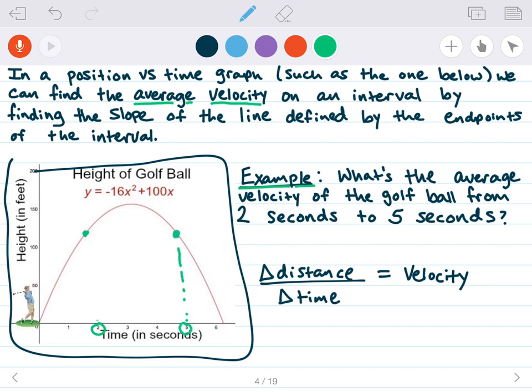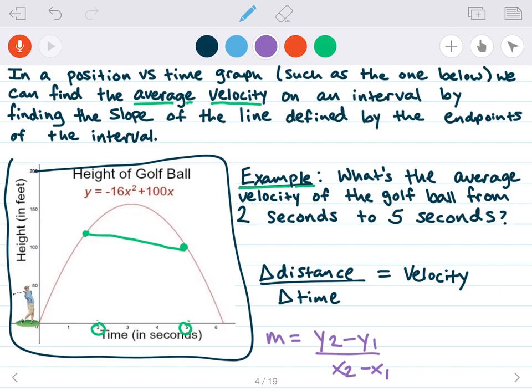So I'm trying to figure out the slope of this line. It's not exactly drawn to scale, but maybe we can make it a little bit more accurate. Maybe it's more like that. So we're trying to figure out what the slope of this line is. Now, slope, if you recall from your algebra class, is y2 minus y1 over x2 minus x1.